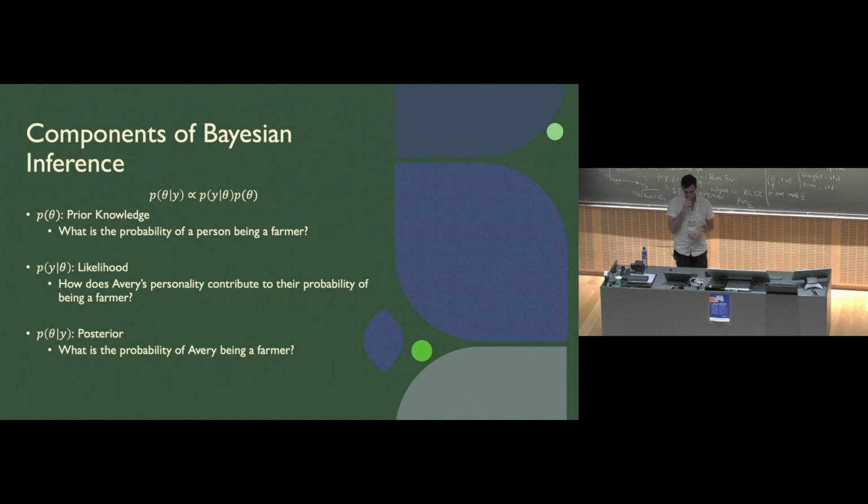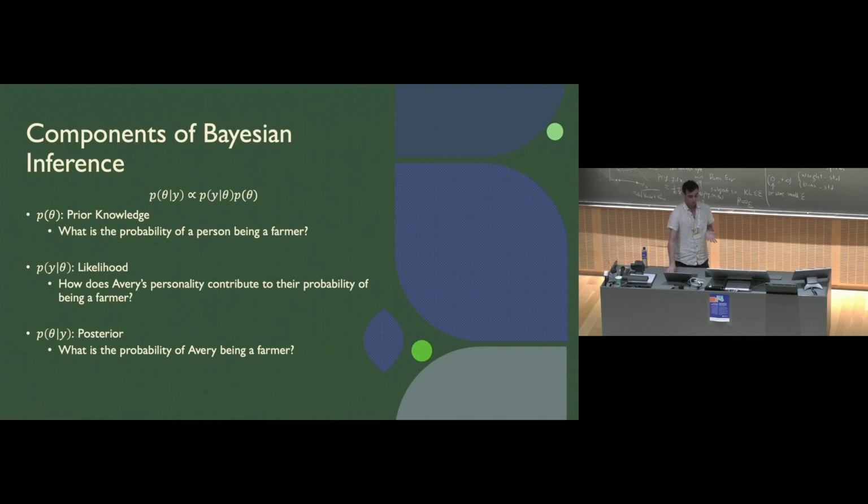Perfect. So if we tie this example back to the actual components of Bayesian inference, we have our posterior on the left here, which is our goal, which is this idea of saying, what is this probability of Avery being a farmer? How confident are we in our estimation of what it is, that level of uncertainty? And we say that this is proportional to our observations, our likelihood. So what information do we have about Avery that contributes to our internal model? And then, of course, our prior information and our level of certainty in that prior information.